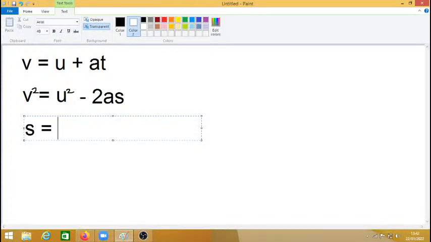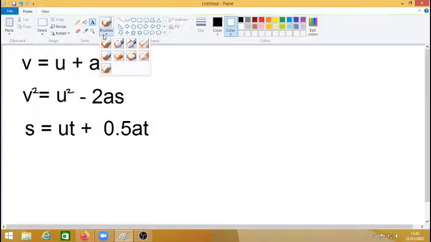Then a third formula, s. Remember, s is the displacement or the distance traveled. That's equal to, in this formula, ut, initial velocity times time, plus a half at squared: s = ut + ½at². I've written half as a decimal, but in the original formula, it's written as a fraction.